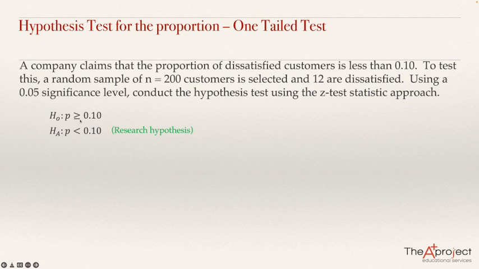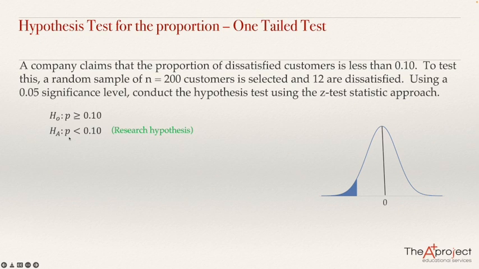Why? Because I'm going to assume that this is true, that P is equal to 0.10. So in my test statistic, I'm going to use this P as the real value of the proportion. Because I know that this is a test of the proportion, I know that I can use the z-test statistic, the normal distribution.